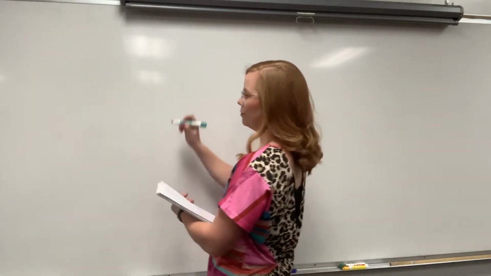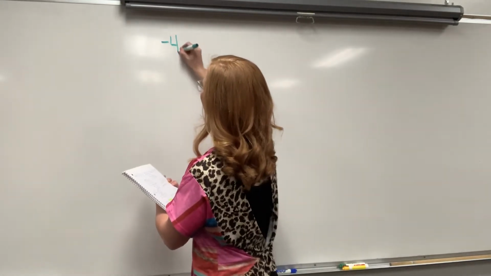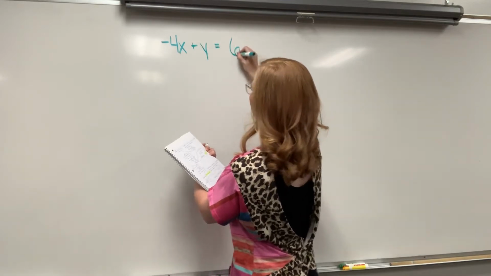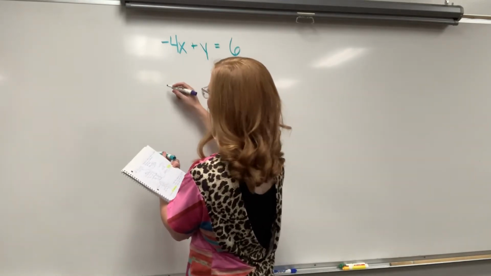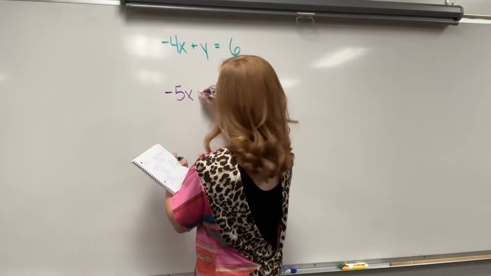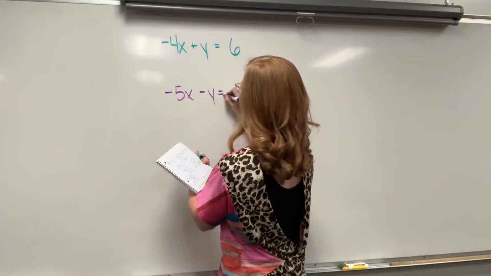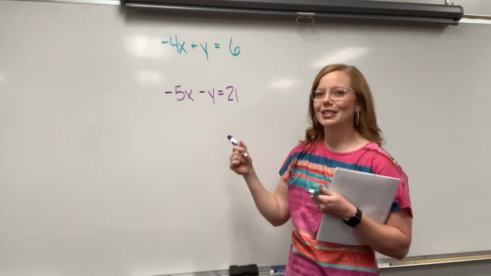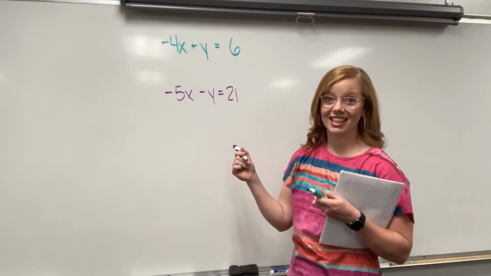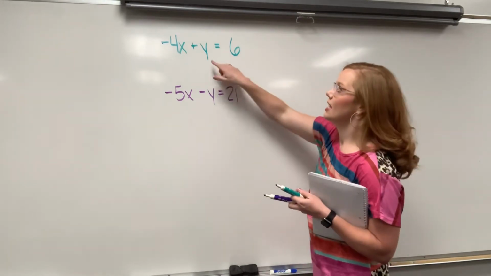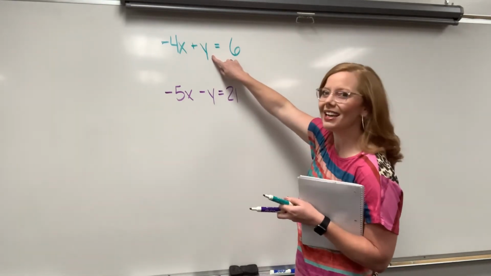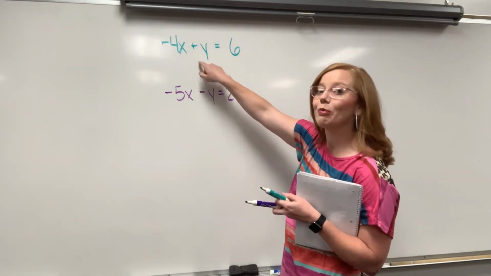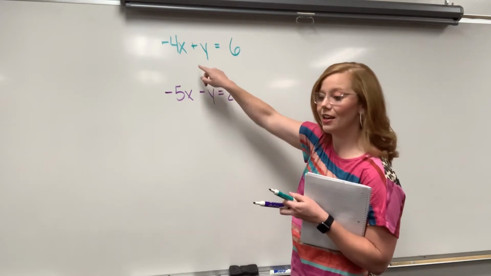Let's say that we're given negative 4x plus y equals 6 and negative 5x minus y equals 21. I don't know if you noticed, I don't have one that's isolated this time. I do see that this y is positive and it already doesn't have a coefficient. It doesn't have a number in front of it. So it'd be pretty easy to isolate y.